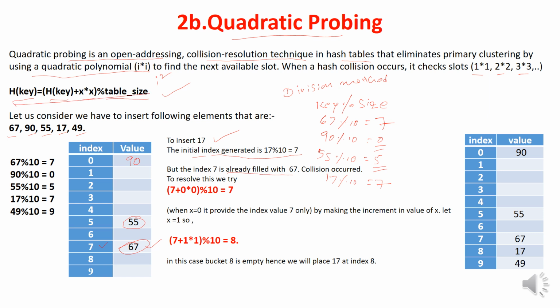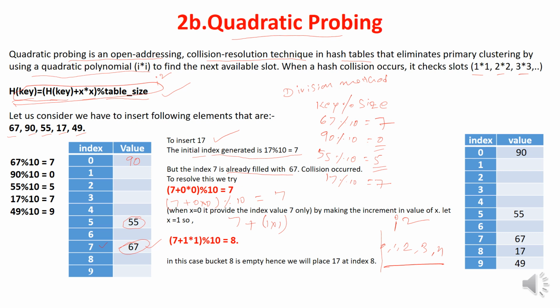Now we apply this function, the quadratic probing function. Hash key is 7 plus 0 into 0, percentage 10, which is 7. Yes, 7 percentage 10 is 7. Not possible. So 7 failed. And again, you are going to use the next possible location, 7 plus 1 into 1. Now it is I square. I may be 0, I may be 1, I may be 2, I may be 3, I may be 4, etc. So 0 is not possible.